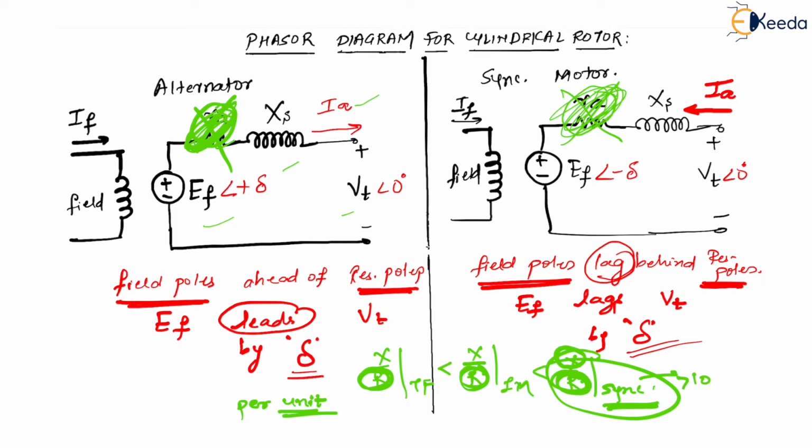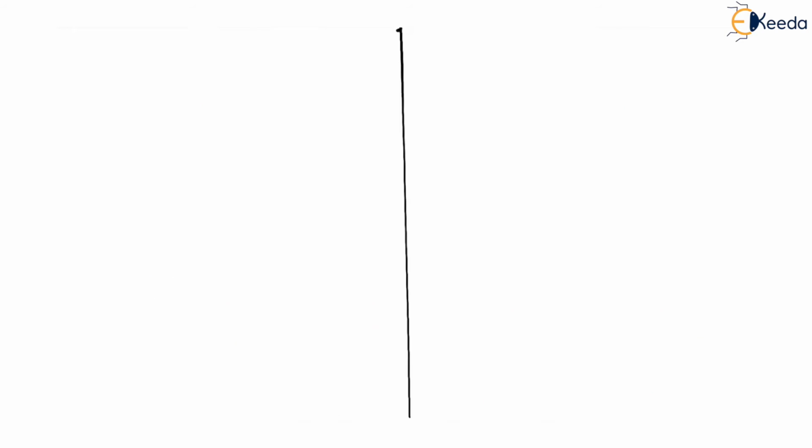Now, let us try to draw the phasor diagram for the same. If I think of again the same alternator on the left, motor on the right, correct? Yes. Now let me think of that at, let us say, lagging conditions. What happens for an alternator? Let us see.